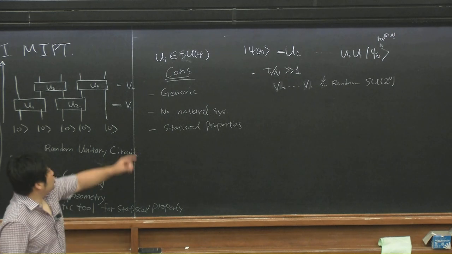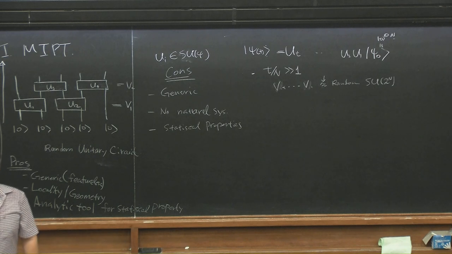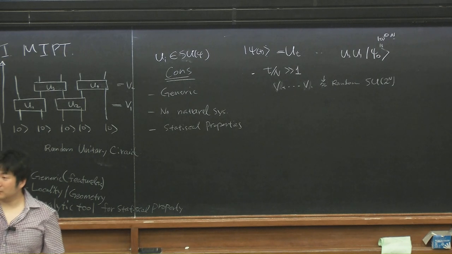Yeah, this n, large n, is the number of qubits in this case. Cool. So any questions on random unitary circuits?